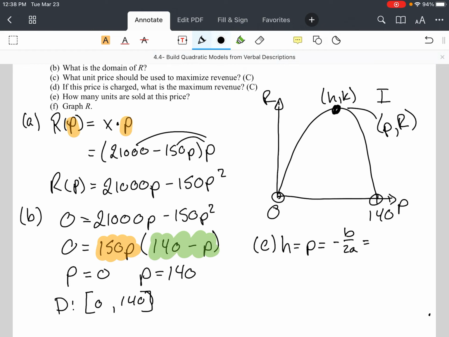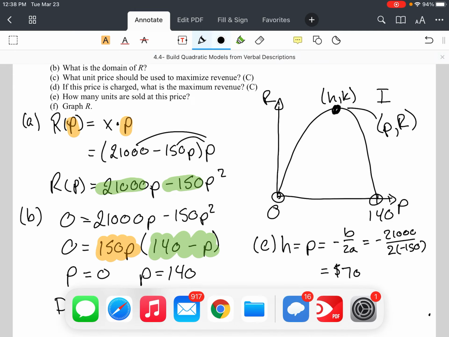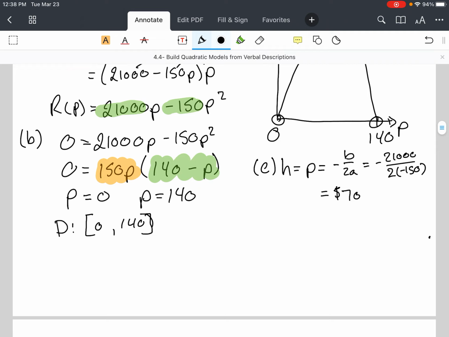Which we can plug in our information as, let's see, this would be our a, this would be our b. Okay, so we have negative 21,000 divided by 2 times negative 150. Okay, and we get a price to set as $70. All right, so we have our price that we need to set.